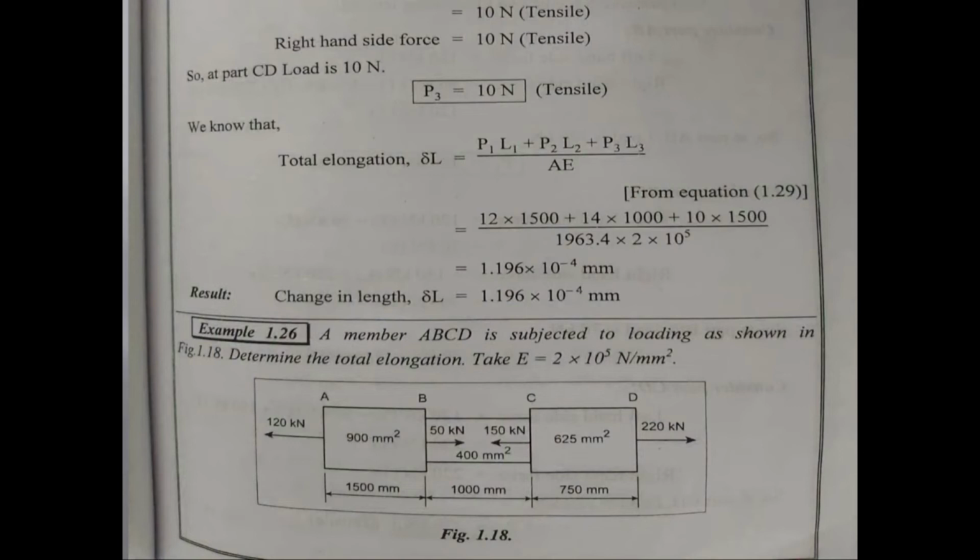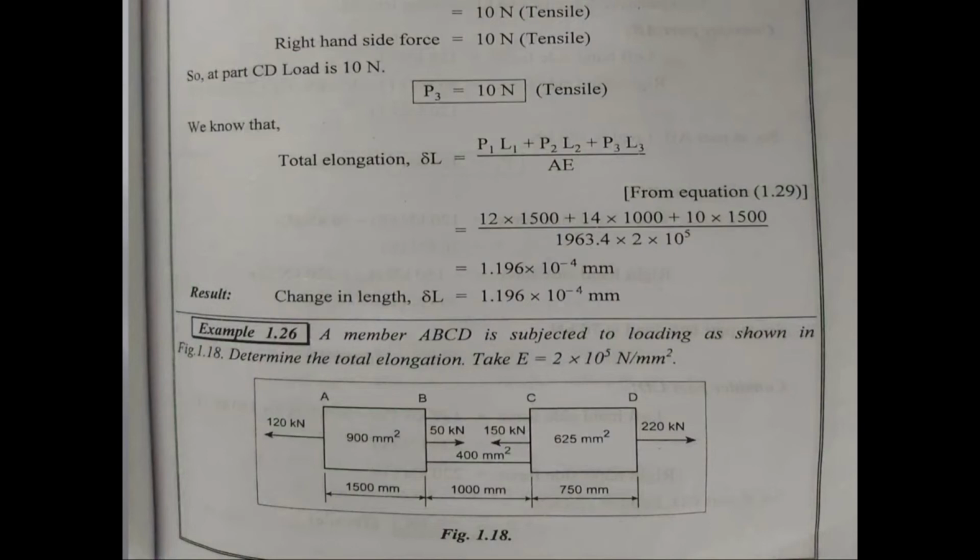Okay, here first you take the first section AB. Here the area is 900 mm square and the length is 1500 mm. In this problem also you want to find the del L value, change in length or elongation. For that you know the formula, del L equal to P into L by AE. First you want to find the P for section AB.